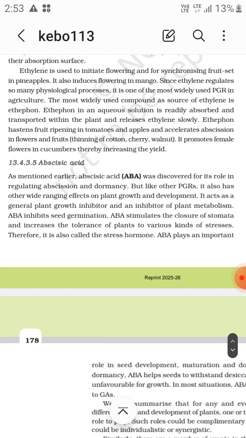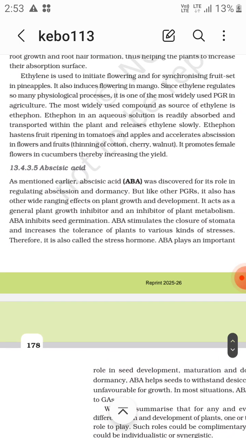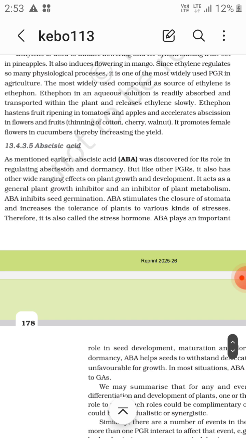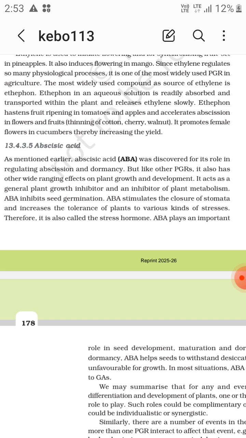Now the fifth one is abscisic acid, the last PGR. Abscisic acid, ABA, was discovered for its role in regulating abscission and dormancy. When unfavorable conditions arrive, the seed goes into dormancy. But like other PGRs, abscisic acid also has other wide-ranging effects on plant growth and development.